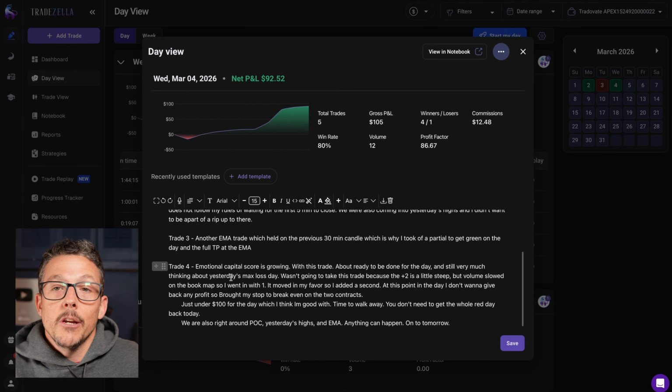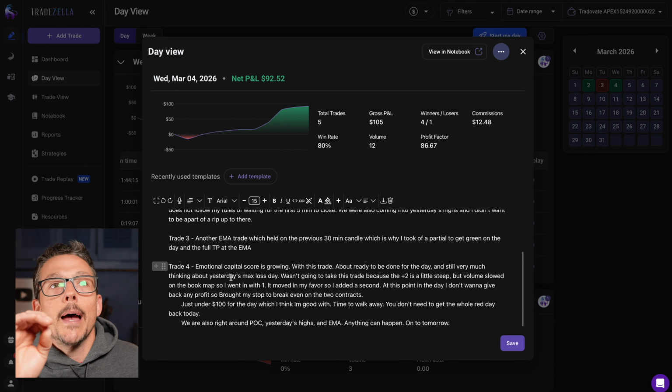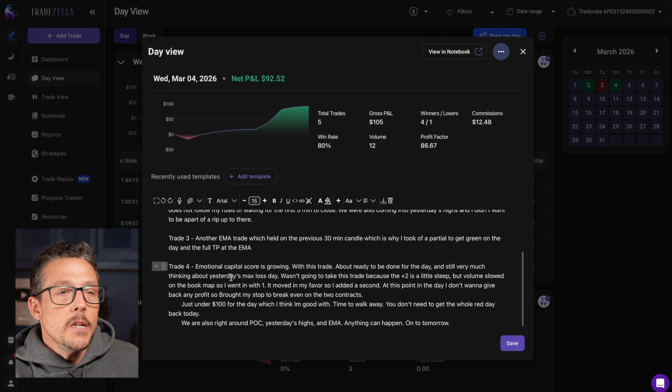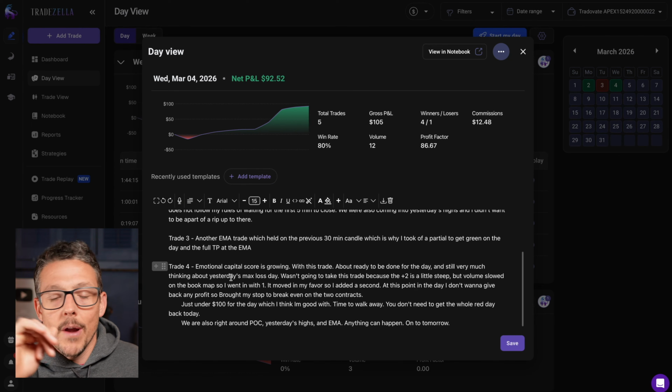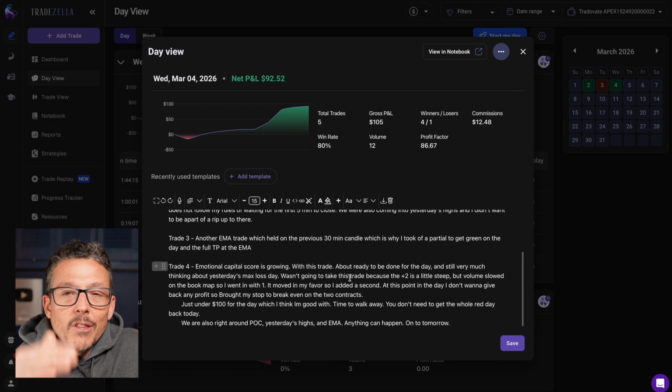Still very much thinking about yesterday's max loss day, and I didn't want to give anything back. It's terrible to have a max loss day and then go green to red, or have a little green day and then have it go back to even or red. I wasn't ready for that. And that's just part of doing this. Everything's not by the book.